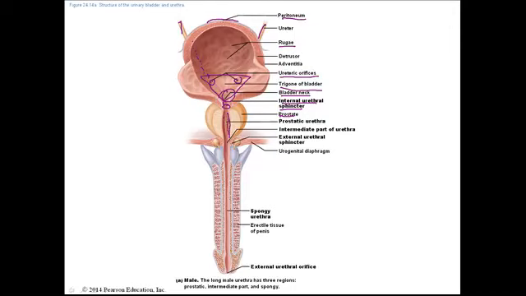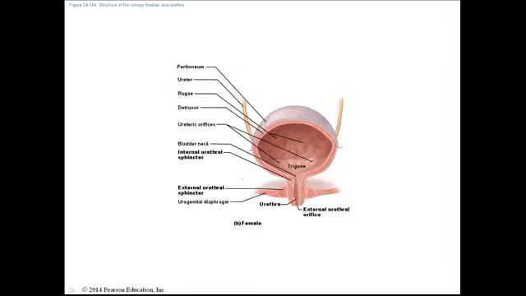As the urethra goes through the prostate, it's called the prostatic urethra. Then we have the external sphincter. This one is skeletal, consciously controlled. And then the spongy urethra out here goes through the penis. And obviously females don't have that. So in the female we just have the internal sphincter here and the external sphincter here.